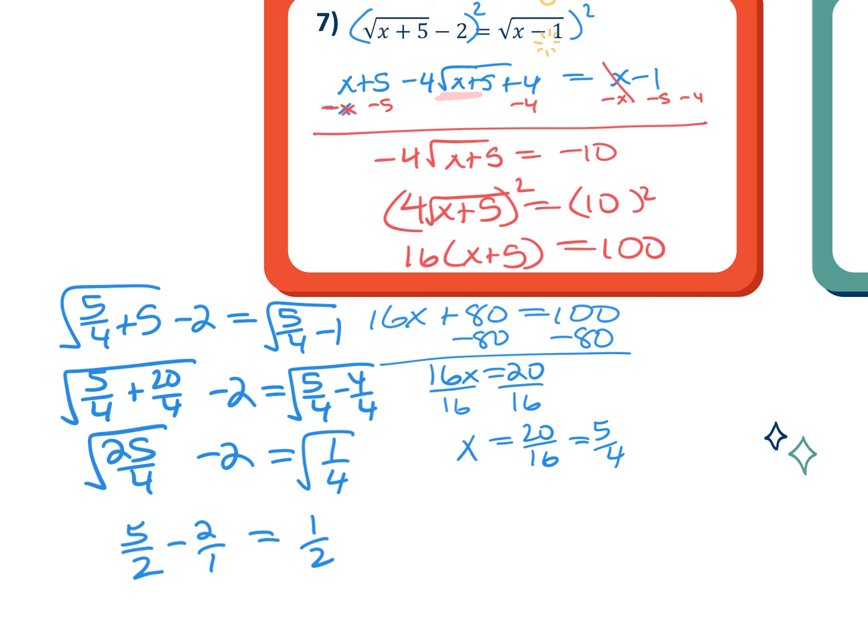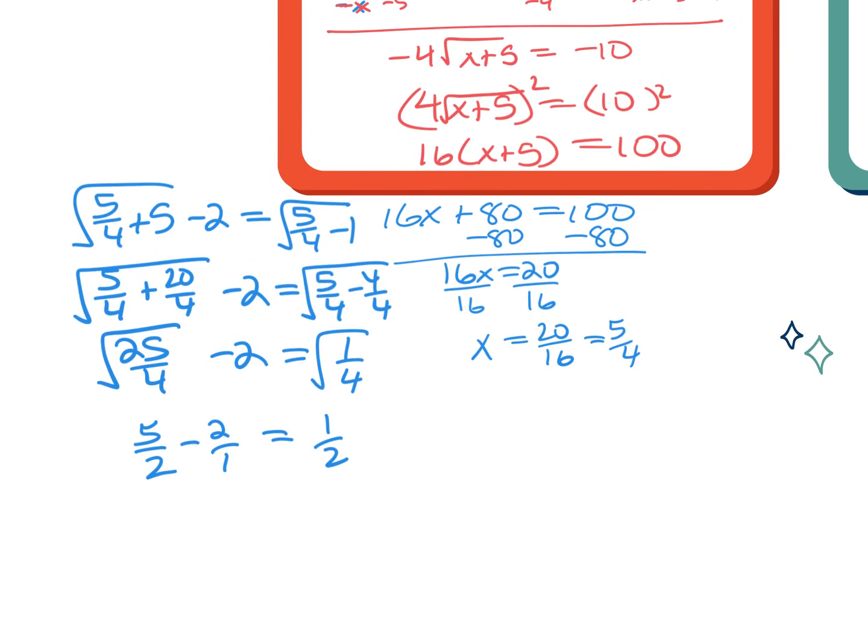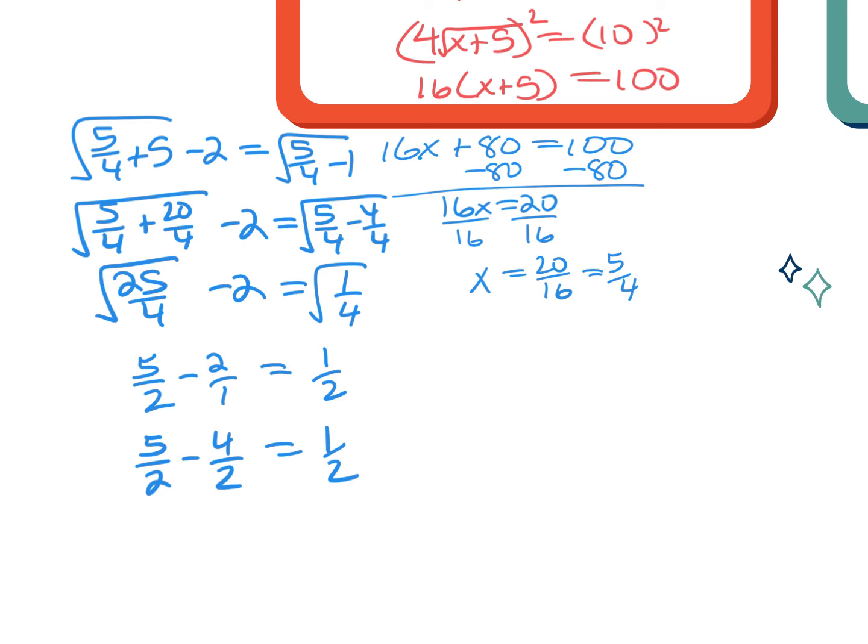And this becomes 1/2. And then I can find a common denominator here. This will become 4 over 2. 5 over 4 minus 5 over 2 minus 4 over 2 is 1/2. 1/2 equals 1/2. So 5/4 is a good answer. Last one on this slide.